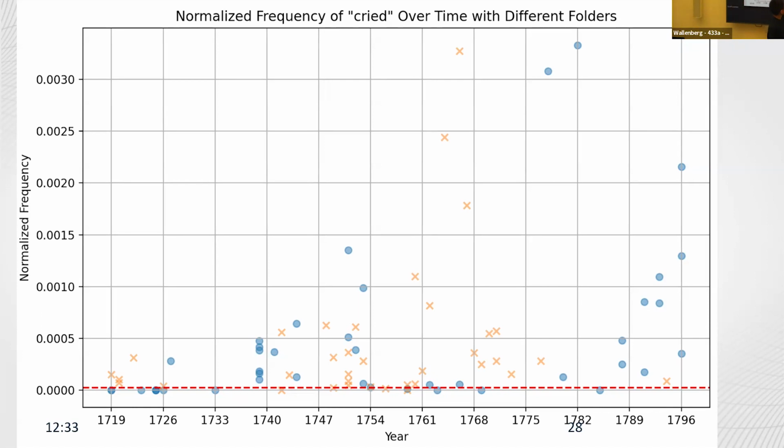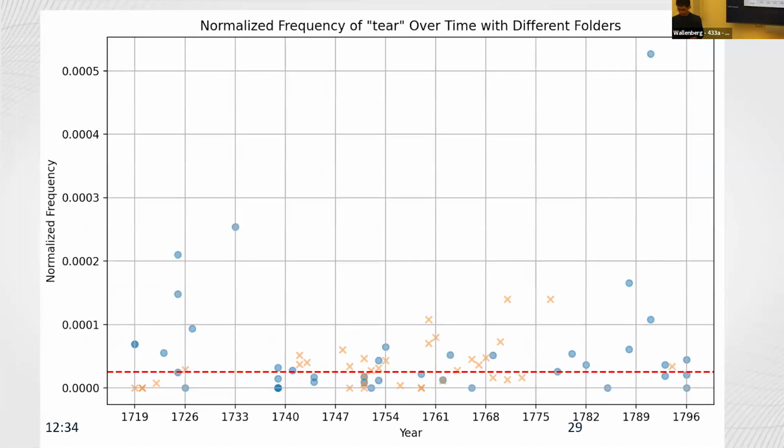And as you can see, there are 2 periods that seem very particular. The first is the 1760s, where we have a high rise of cry, and again in the last 20 years, while in other historical periods it is relatively low.